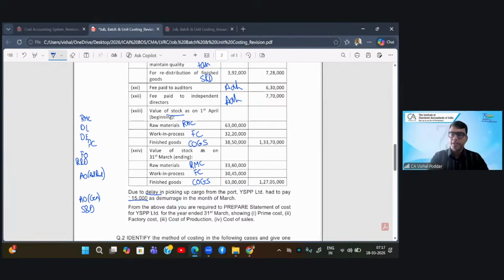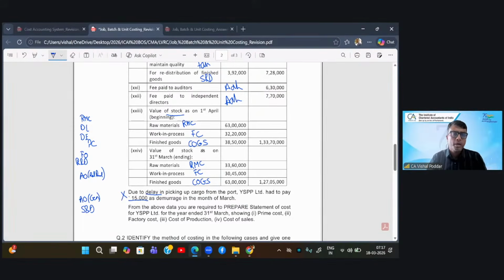Now, in this particular case, what is the treatment in costing? Now, see, in costing, whenever, first check, is it incurred in the normal course? Is it something which was expected, or is it something which is abnormal, unexpected? If it is abnormal, it will not be considered in costing.